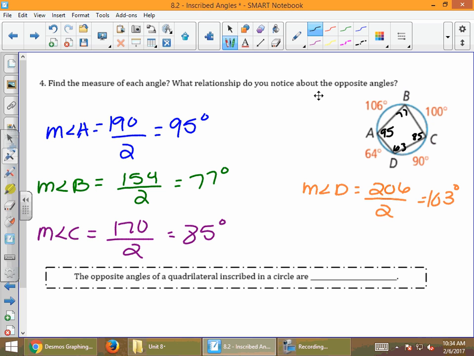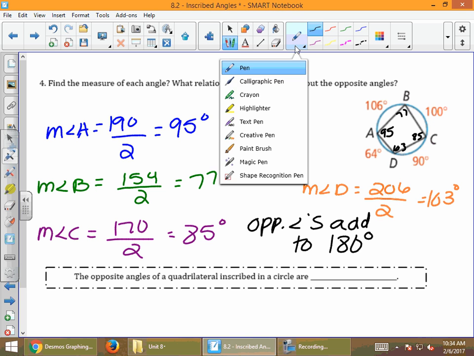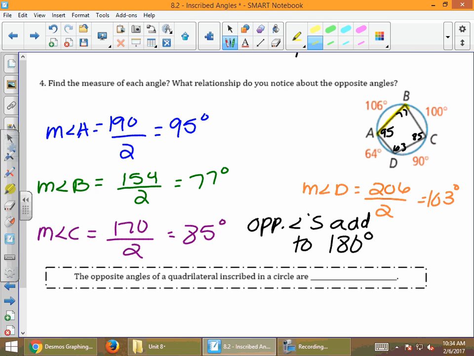So take a look at the opposite angles, and is there something special about them? Notice anything? Okay? Perfect, the opposite angles added to 180. And if you notice, what kind of shape is this? I'll highlight it. How many sides does it have? 4. What do we call a four-sided figure? Four-sided shape. The general one. What is it? Quadrilateral.